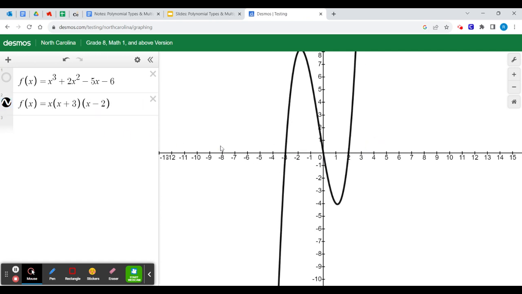So that same graph, right? 0 at -3, 0 at 2. But we also have this 0 at 0 now. So even though it looks tricky, this x, when it's out in front, still is a factor. It may not be in the parentheses like the rest of our factors are, but it's still a factor. It results in that third solution to our polynomial.